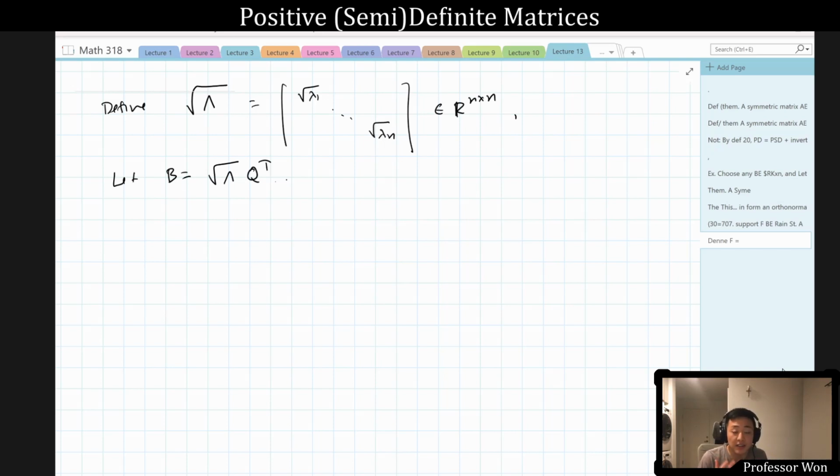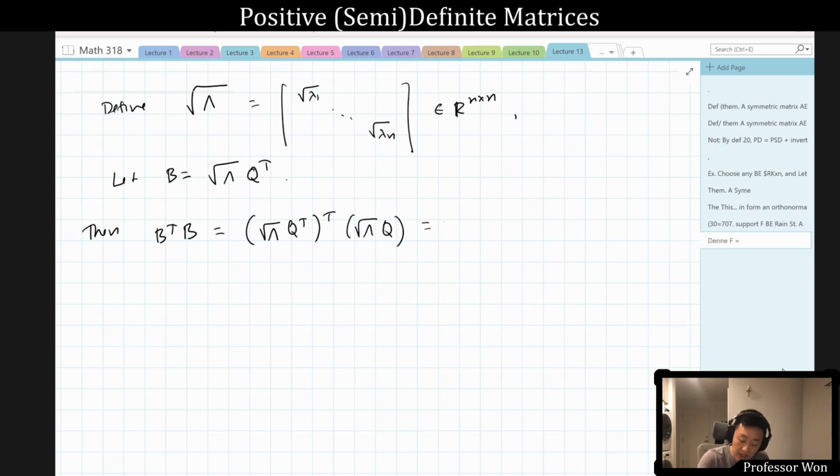So because all the eigenvalues are non-negative, I can take the square root of each of them, which means I can take the square root of the diagonal matrix appearing in the diagonalization. Now if I let B be this matrix, then what is B transpose B? This is equal to square root of lambda q transpose, all transposed, times square root of lambda q.